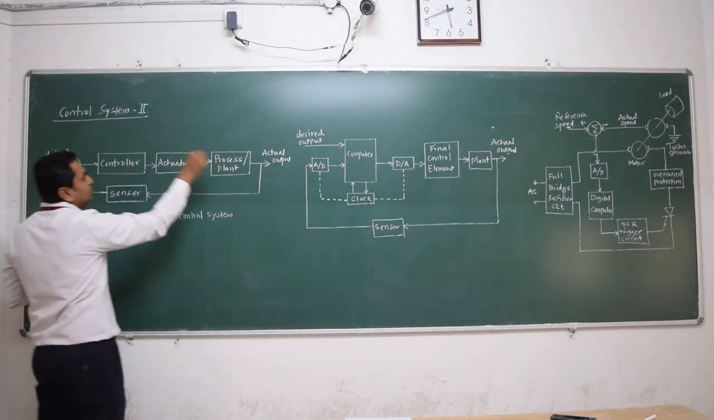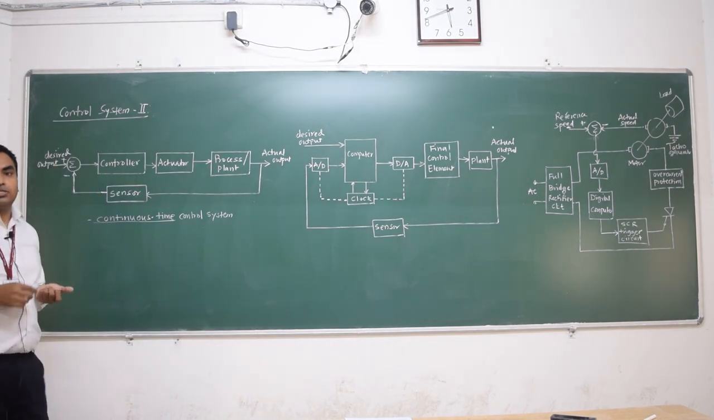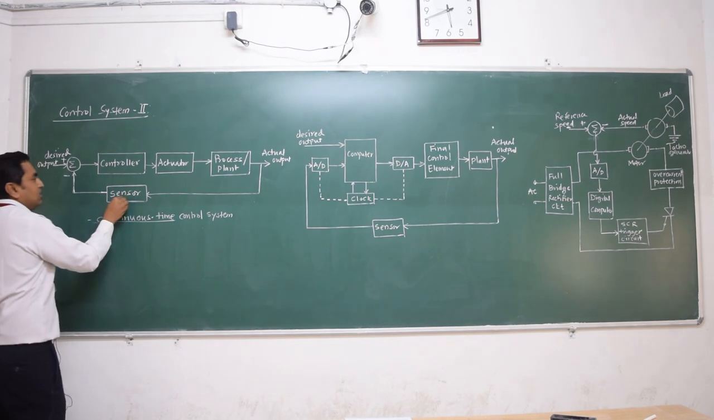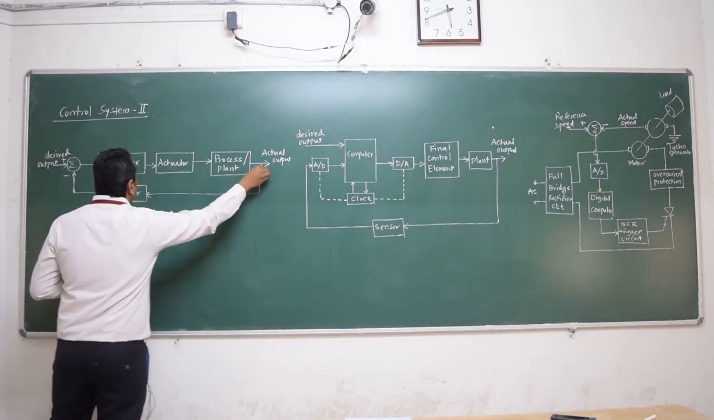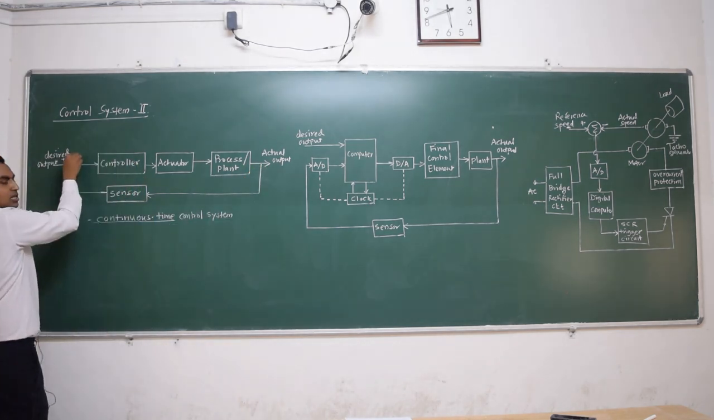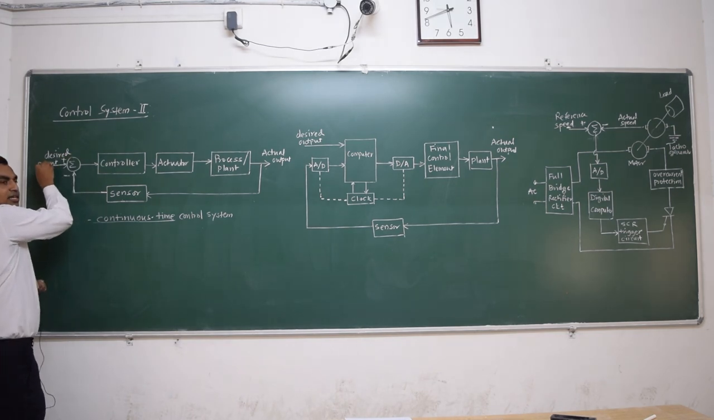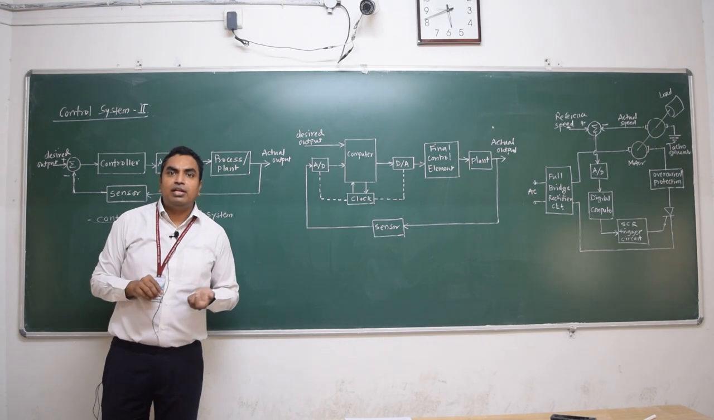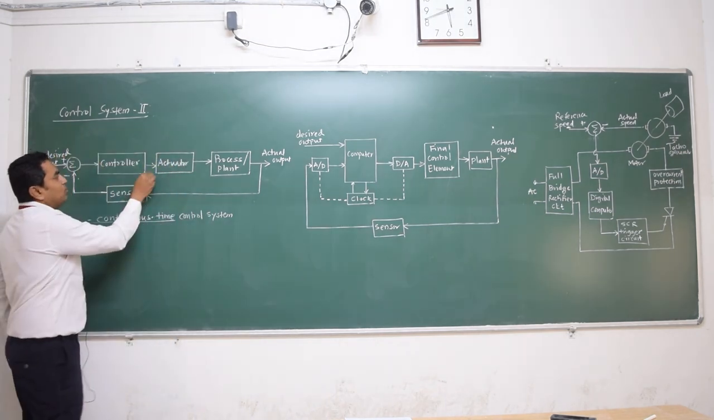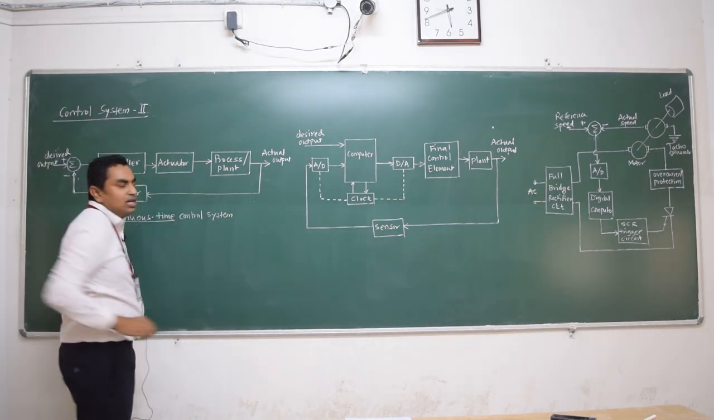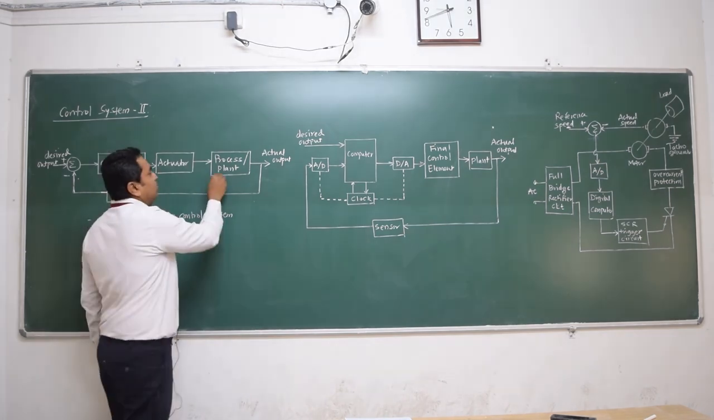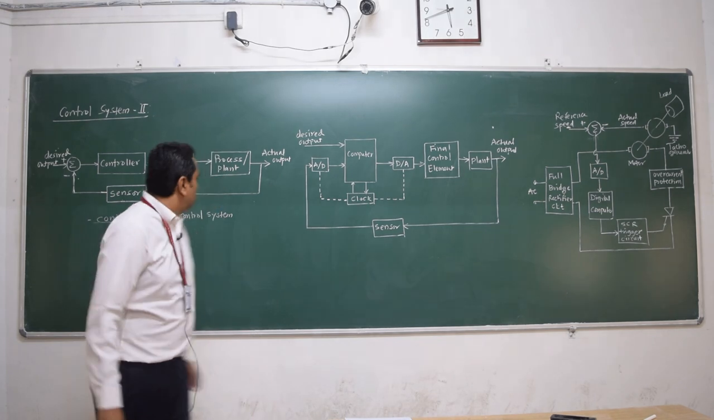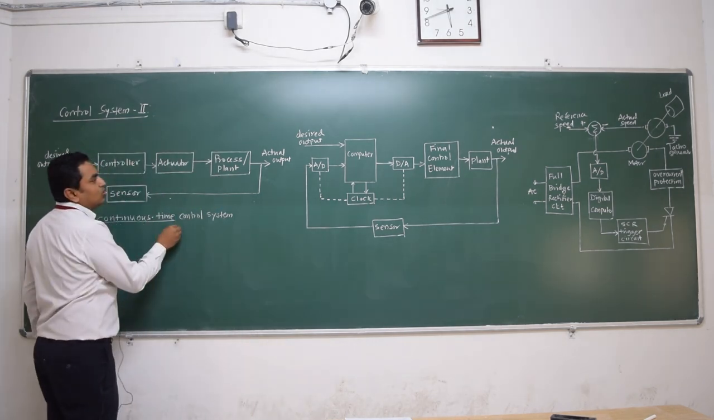This is the actual closed loop control system. So we have a process, a sensor to sense the actual output. This will send signal here which will be compared with the desired output. It will be given to the controller. Controller will create a signal which will be given to the actuator, and actuator will send the input to the system to control the actual output. So this is a continuous time control system.